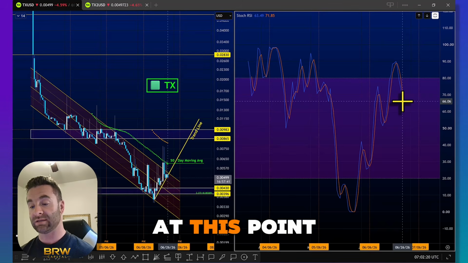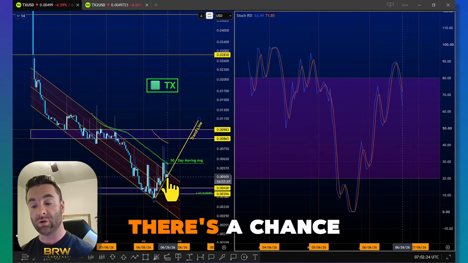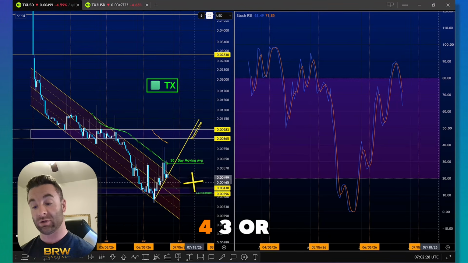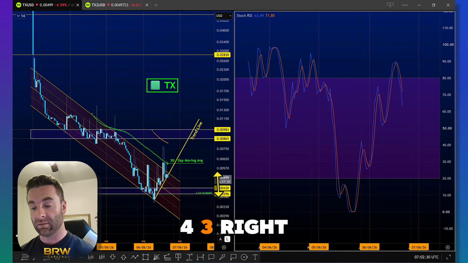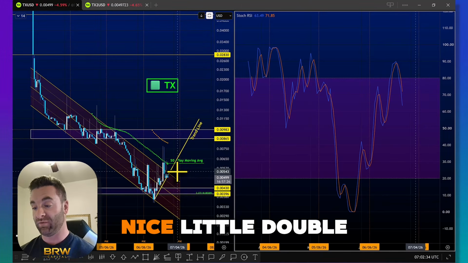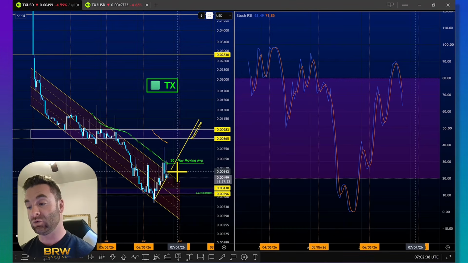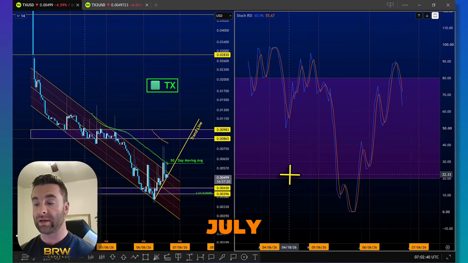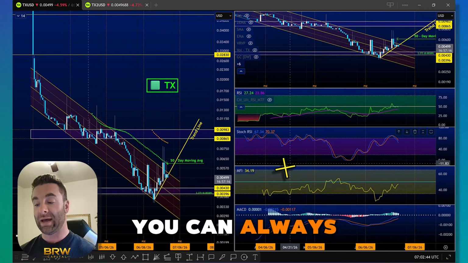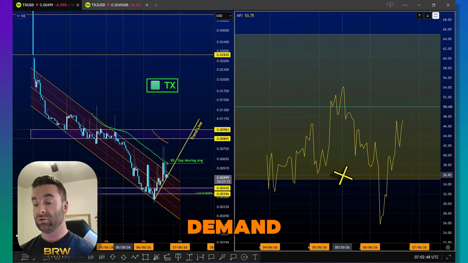So what does that mean at this point? This just tells us that we may have a cool-off period. So there's a chance that we could break this trend line, come back down to the 043 or 0043 right there, and we could just have a nice little double bottom before another big rally. Could help us navigate this into July. We don't know yet, okay? Plus, there's always little fake outs you can always see too. But overall, the idea is to see if there's enough demand.